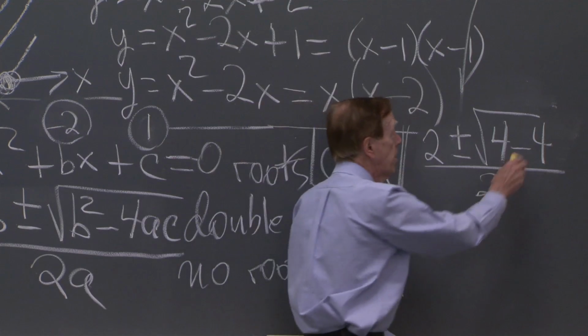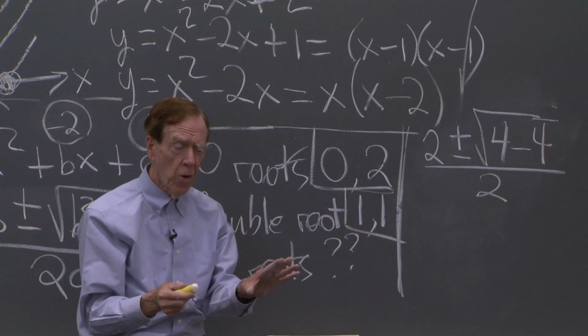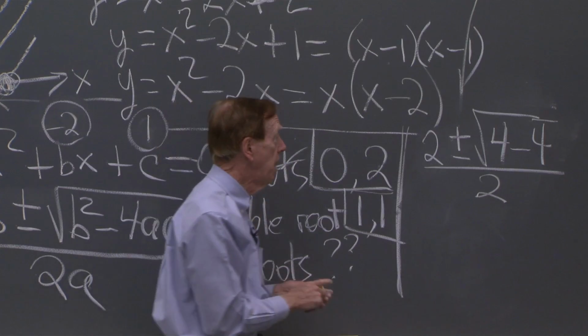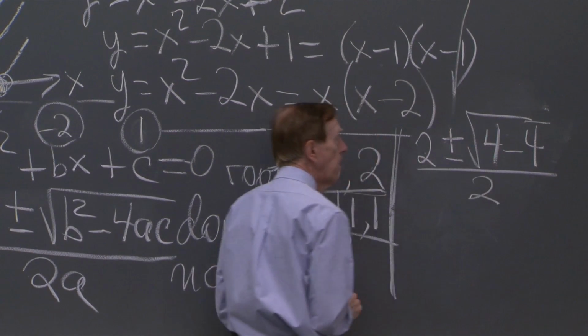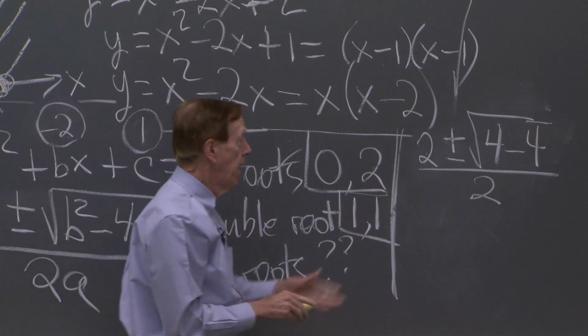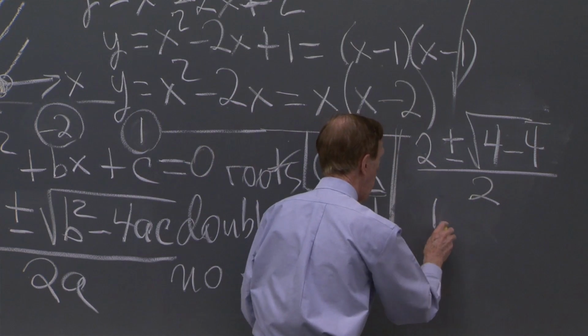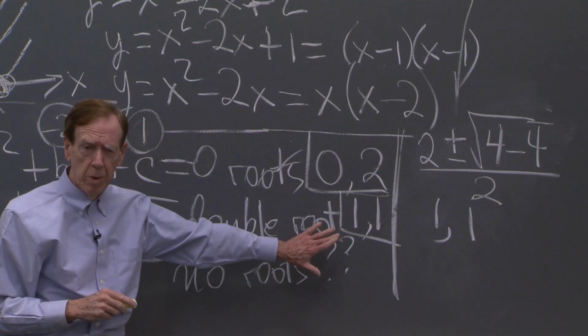I've plugged in the new a, b, c with c equal to 1. And what do I have here? This square root is 0. 4 minus 4. That's that very special case. So now I have 2 plus 0 and 2 minus 0. 2 both ways. And then I divide by the 2. So I got 1 twice. Just what I wanted.